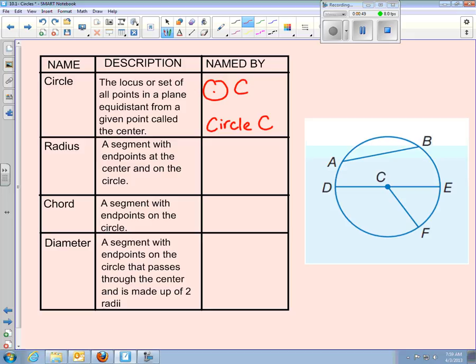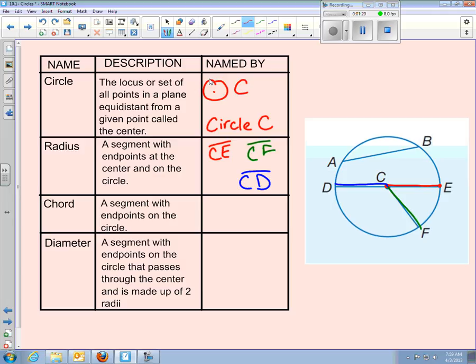A radius is a segment with endpoints at the center and on the circle. So it's going to have a point there, and then somewhere on the edge of the circle. So for example, we have a radius CE, and there are two more here. We have CF, and we also have CD. And don't forget to label them. They are like a segment, so draw the little bar above.